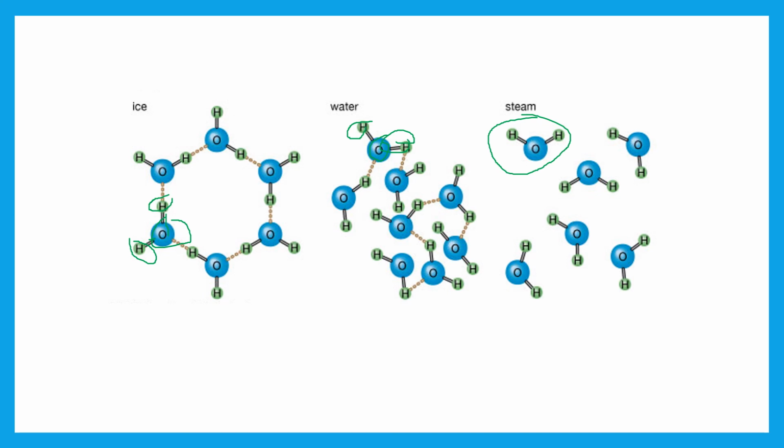So it's always the same chemical makeup. It's just in ice, the water molecules have formed connections with each other. In water, there's a little bit less of those connections, and in steam, there are none of those connections. They're all moving about. So just phase changes.